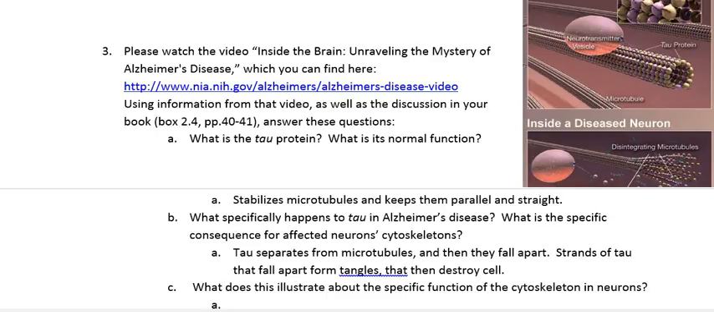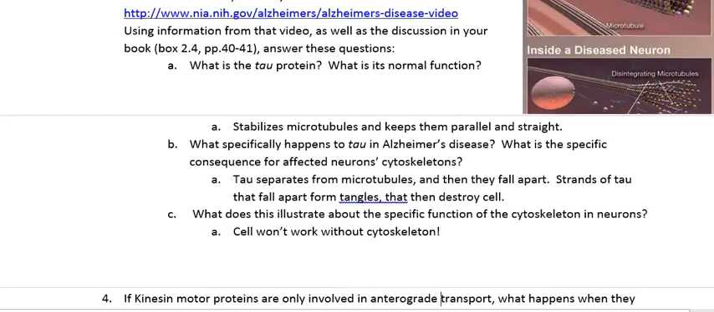So what did you say about the specific function of the cytoskeleton? The cell won't work if the cytoskeleton is destroyed. Is there anything different or any additions they wanted to make? I think it's pretty much spot on.